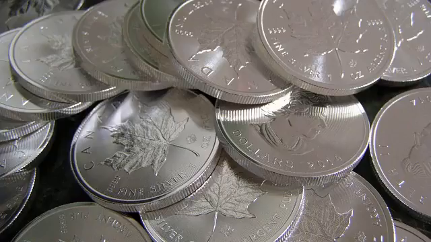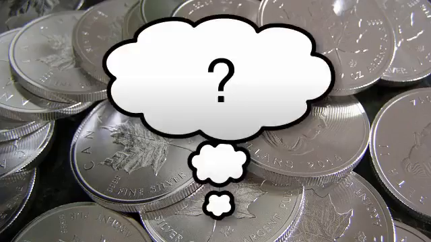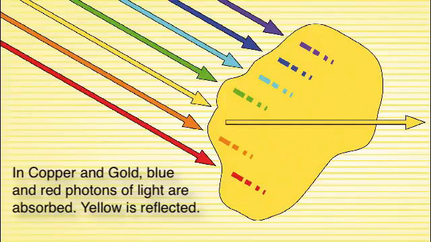Out of the 3 metals, copper, gold, and silver, we would think that silver is behaving differently because of its dissimilar color, right? Let's see. Because copper and gold steal an electron from the outer s orbital to fill up their d orbital, they absorb blue and red photons through these electron transitions and thus reflect and appear yellow to the eye.